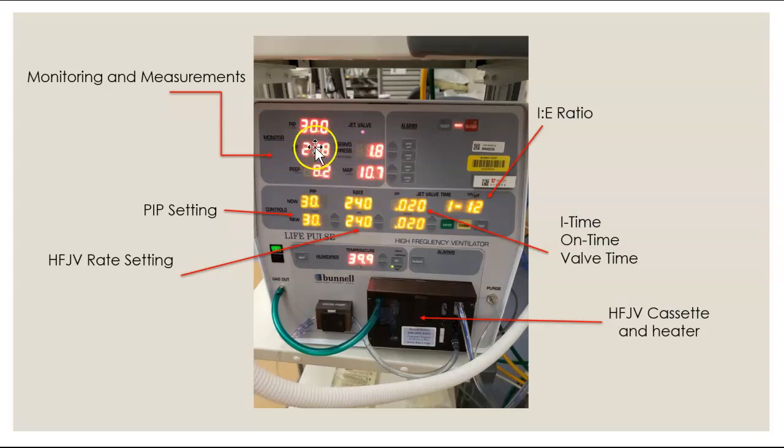Right here is our delta P, our change in pressure between our PEEP and our PIP, which affects our ventilation, just like with high-frequency oscillatory ventilation. This is your little mini tidal volume, your pressure. And then servo pressure, which we will get into in just a couple slides, but it is your driving pressure. And then most importantly, your silence button and your ready indicator.